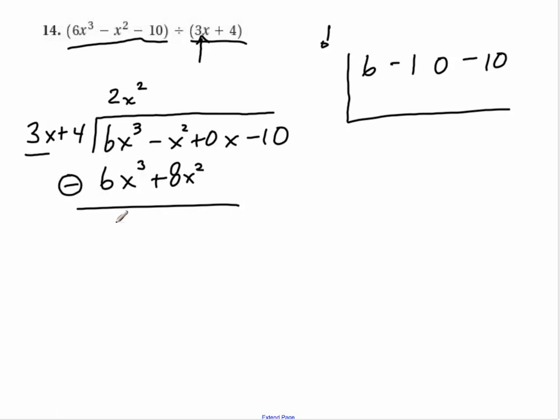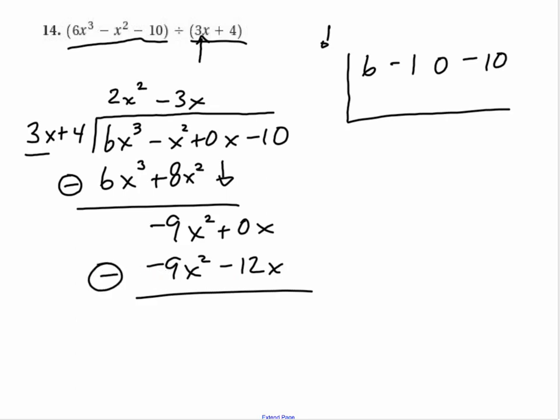Okay, now we'll subtract. Careful with this subtract. So 6 take away 6 is nothing. Minus 1 minus 8 would be a minus 9x squared. Then bring down the next term. So plus 0x. And then how many times does 3x go into negative 9x squared? It'd be a negative 3x times. So negative 3x times 3x would be negative 9x squared. Negative 3x times 4 would be negative 12x.